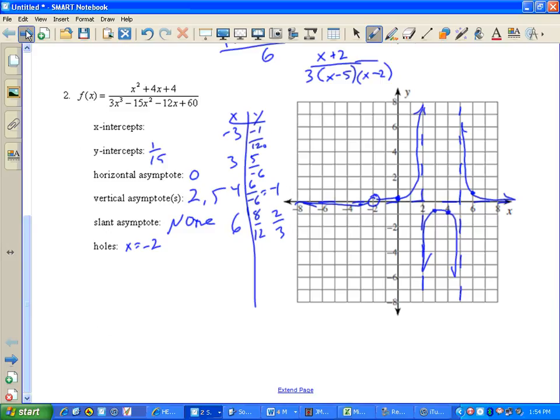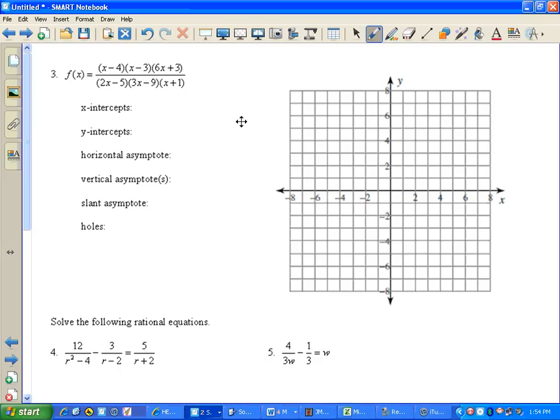All right, next page. Another graph here. This one's already been factored for me, which is nice. I can do a little more factoring on the bottom. I can take a 3 out of here, which lets me see that this cancels. So my simplified version would be, well, actually I can take a 3 out of this one too.